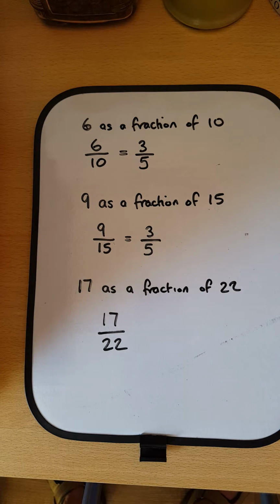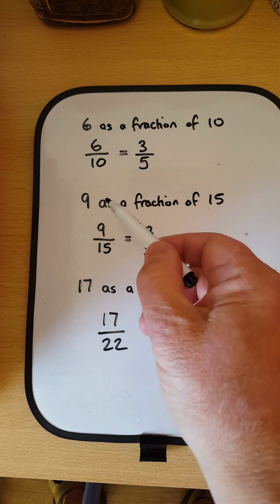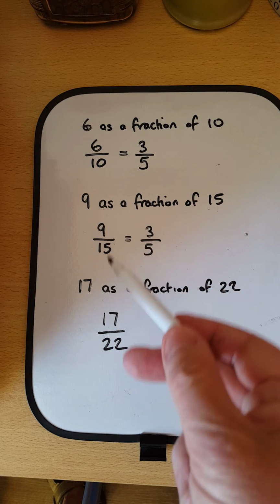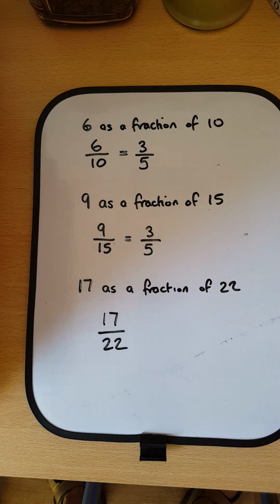And that's all you do to express a number as a fraction of another number. 6 as a fraction of 10, 6 over 10, and simplify. 9 as a fraction of 15, 9 over 15, and simplify. That's all you do. One number over the other, the small number over the big number every time, and then simplify if you can. And that's it.